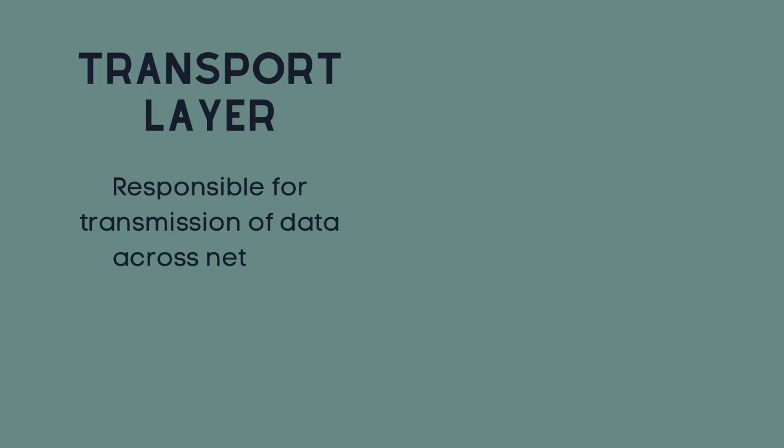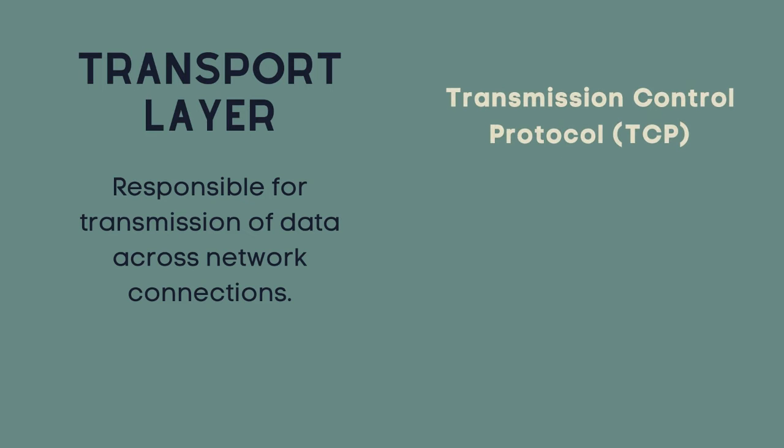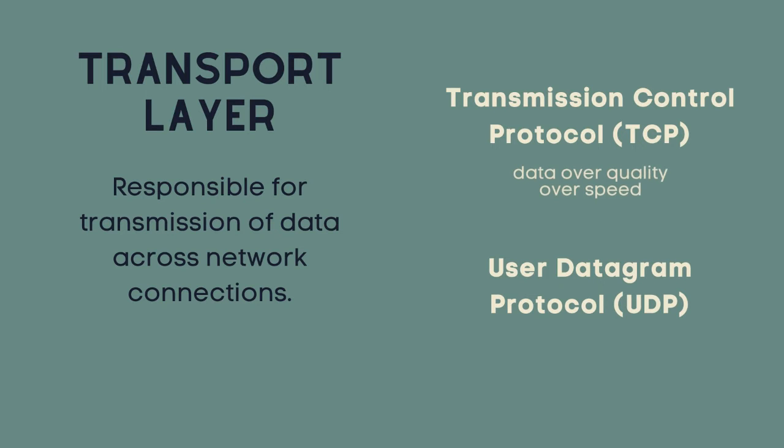Transport layer is responsible for transmission of data across network connections. This layer coordinates data transfer between system and host, including error checking and data recovery. TCP and UDP are both very well-known protocols, and they exist at layer 4. TCP favors data quality over speed, whereas UDP favors speed over data quality.